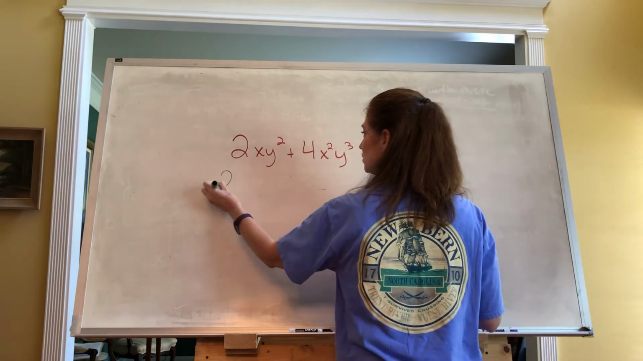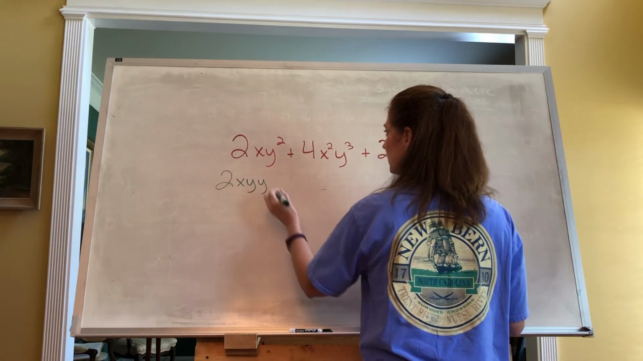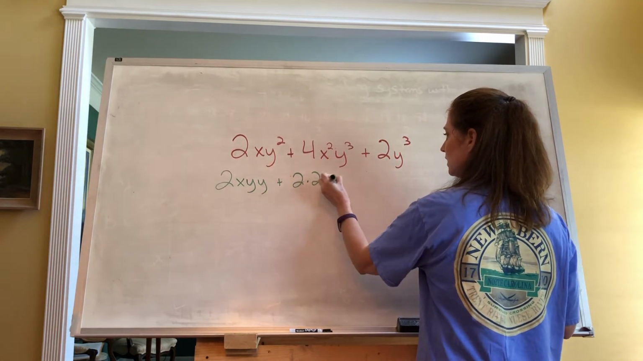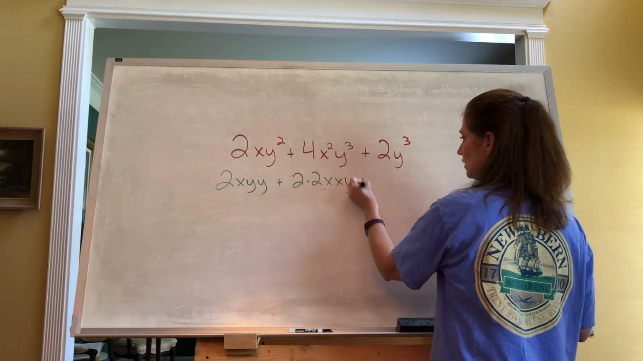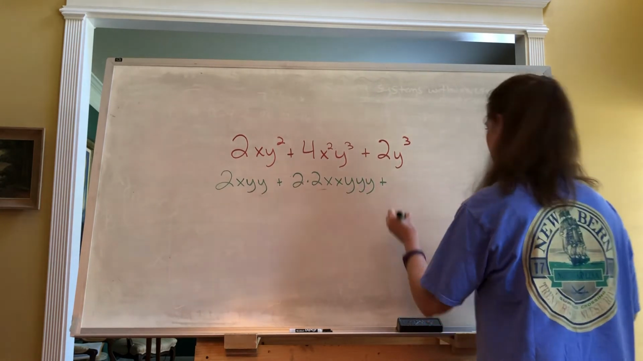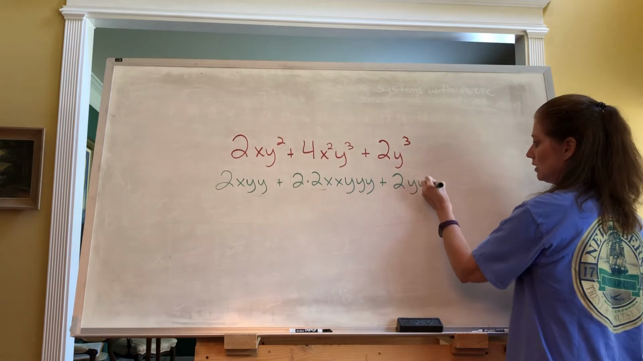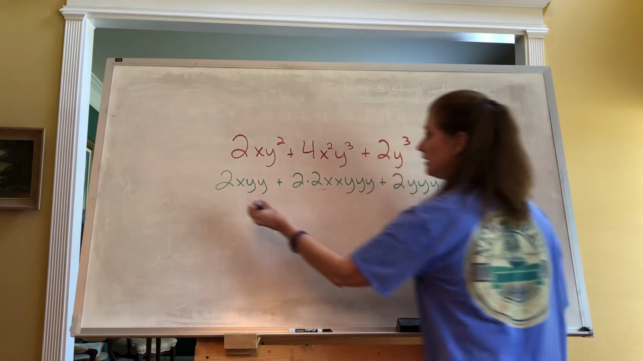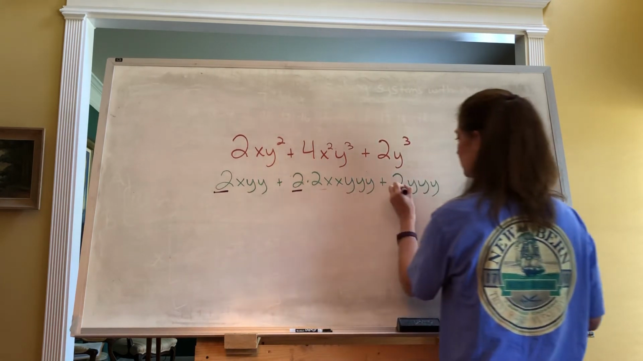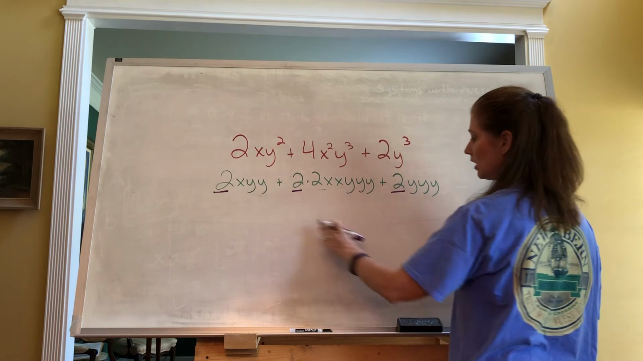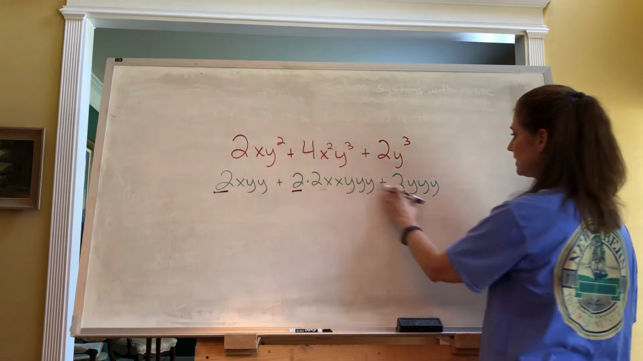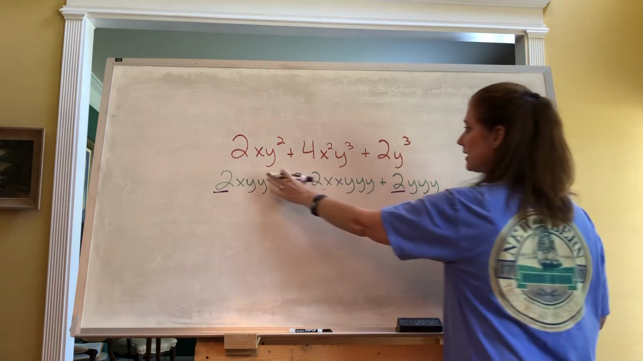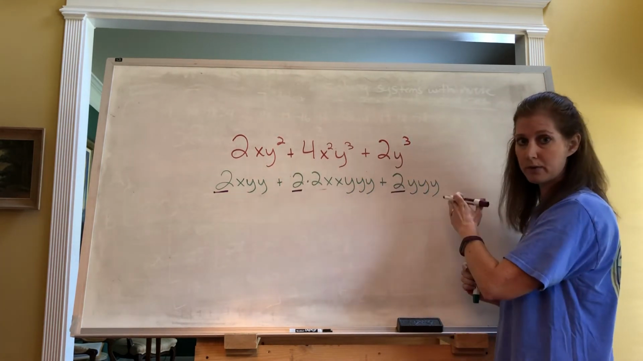So I have 2xy times y. Got 2 times 2 with that 4. 2 x's, 3 y's, and then I have 2 and 3 y's. So in common, we have a 2. I have an x here and x here, but I don't have any x's here, so x cannot come out, okay? Even though it can come out of 2 of them, it has to come out of all 3.